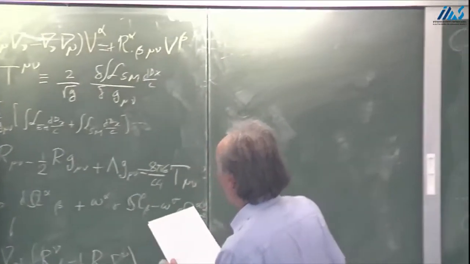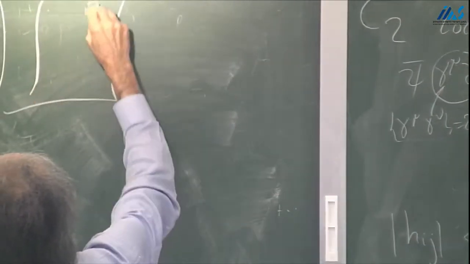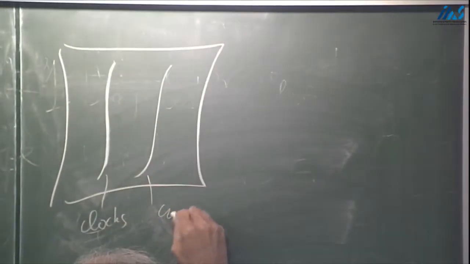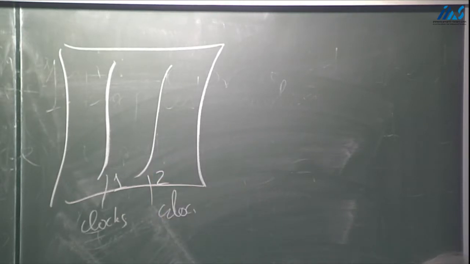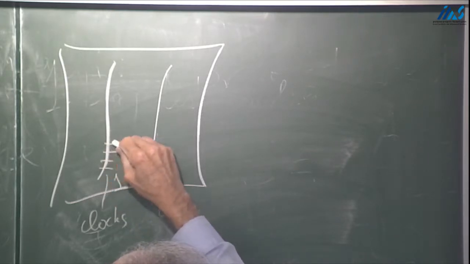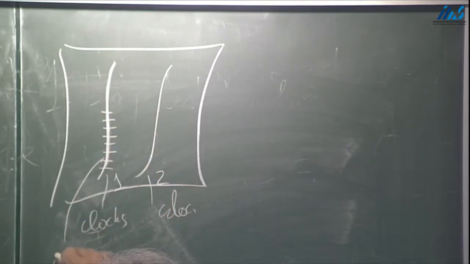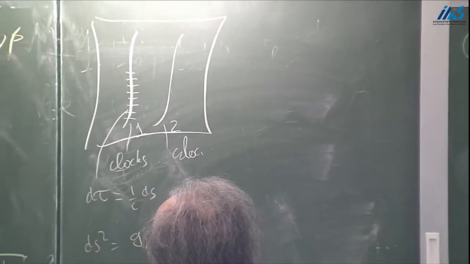Now, if I am in a space-time, and I have two world lines, and I have clocks moving along them, clock 1 and clock 2, then because of the universal coupling that is embedded in general relativity, I know that the reading of the clock locally will be given by the proper time, d tau, which is 1 over c ds, where ds squared is g mu nu dx mu dx nu.